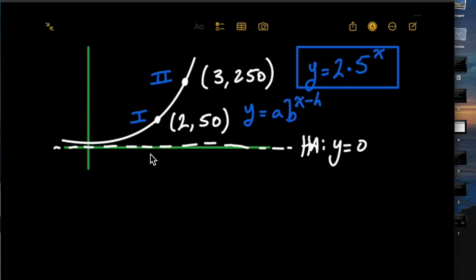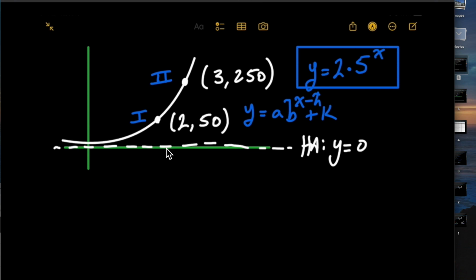Recall, we are going to use this transformation equation, and we're going to fit in from point 1 the a value. We're going to elucidate the exponent, and the k value is going to come from the horizontal asymptote, which in this case is 0. Okay, let's first get our a value.